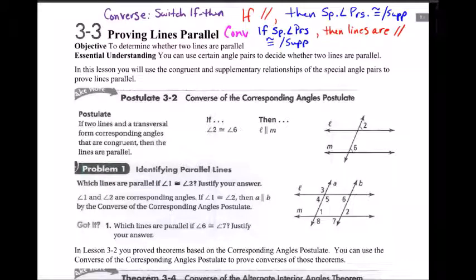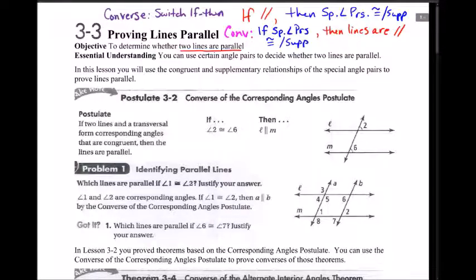Well, this is going to be the converse of 3.2. And if you remember, a converse is where we switch the if and then statements. So our converse here is going to say if we have special angle pairs that are congruent or supplementary, then our lines are going to be parallel. So in lesson 3.3, our objective is to determine whether two lines are parallel.